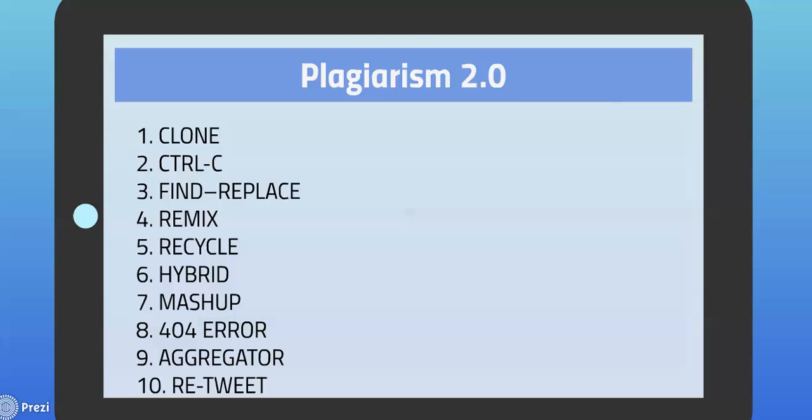A 404 error is a written piece that includes citations to non-existent or inaccurate information sources. The aggregator includes proper citation, but the paper contains almost no original work. A retreat is a paper that includes proper citation, but relies too closely on the text's original wording and/or structure.